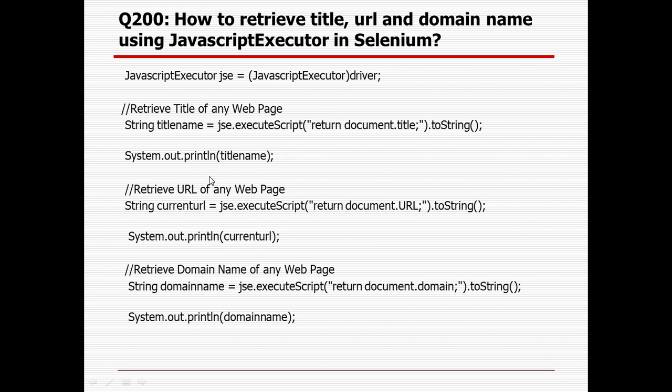Similarly, if you want to retrieve the URL of any web page, you use the same JS object or instance: executeScript, return document.URL, and convert it to a string. After that, you store it in a string, so you can get the current URL. Similarly, to retrieve the domain name of any web page, you use the object or instance created for JavaScriptExecutor, with the executeScript method, return document.domain. You convert it to a string, store it in a string, and then you can print it out, or use it as and when required.